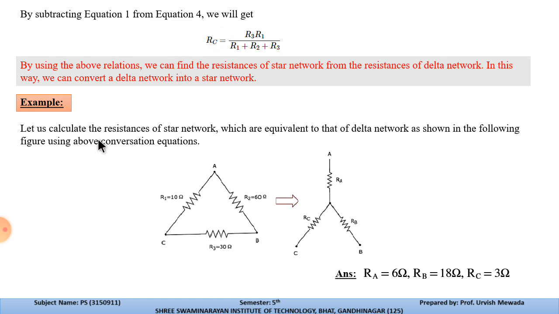Now this is the simple example which is given over here. Calculate this example, students, this is for you. Convert this from delta to star. The answers for all the branches, RA, RB and RC, are given, and match them by calculating with this equation. Now you can take a snap of this.